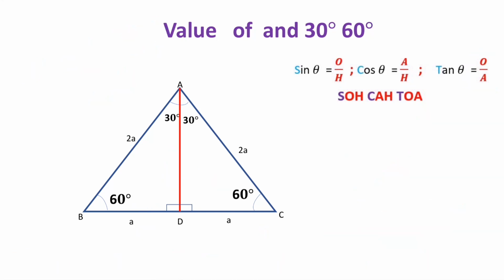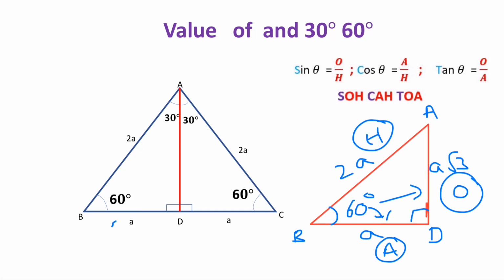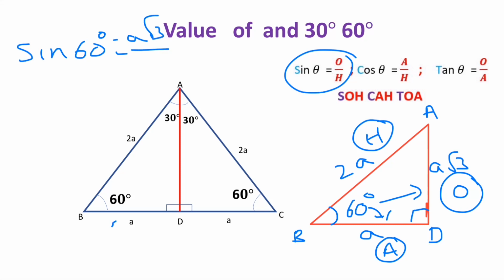Now we will find the values for 60 degrees: sine 60 degrees, cos 60 degrees, tan 60 degrees. We have to look with respect to this angle. With respect to this angle, the opposite side will be AD and the adjacent side is BD. The hypotenuse is the same because the hypotenuse is always opposite to the 90 degree angle. Now sine 60 degrees: sine is opposite by hypotenuse. So the opposite is A root 3 divided by the hypotenuse 2A. So sine 60 degrees is root 3 by 2.